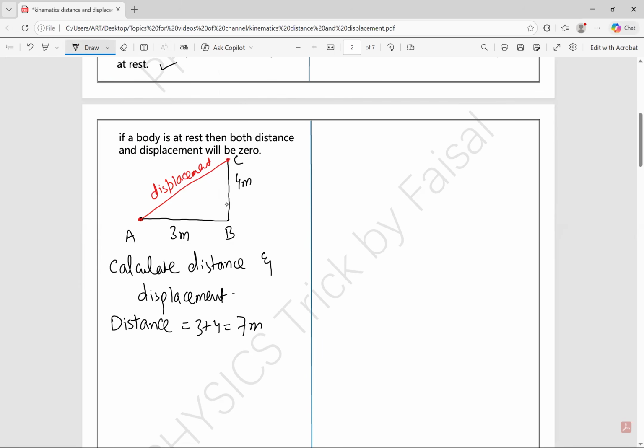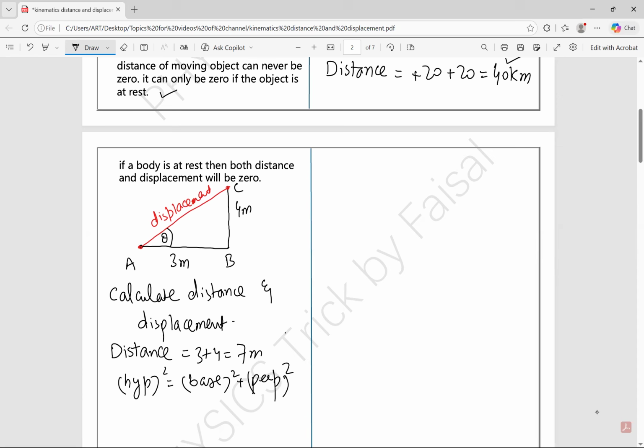Dear student, this is a right angle triangle. And in this right angle triangle, if we consider this angle, then 4 meter is perpendicular, 3 meter is base, and this red line is displacement. So this is hypotenuse. So we use Pythagoras theorem, and according to Pythagoras theorem, hypotenuse square is always equal to base square plus perpendicular square. All right.